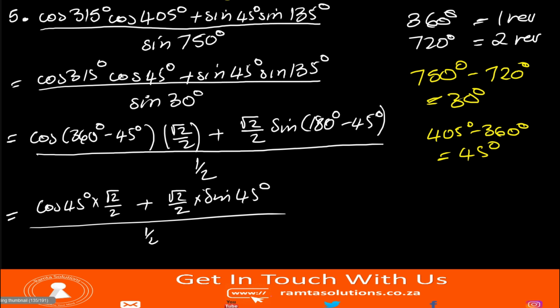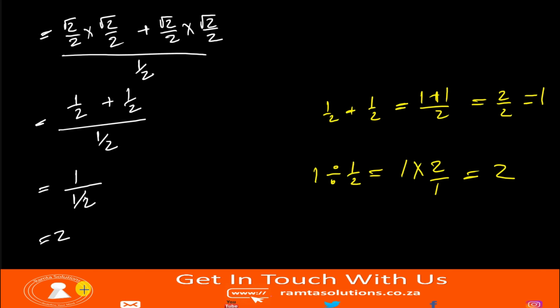Now, let's go confirm this on our calculator quickly. Our beautiful calculators, let's use them. Cos 315, sine 405, plus sine 45, sine 135, all over sine 750. What is our answer? My calculator gave me 2. Our answer is simply 2.